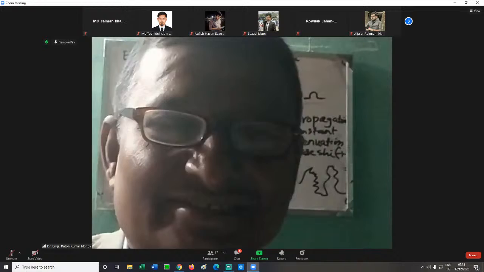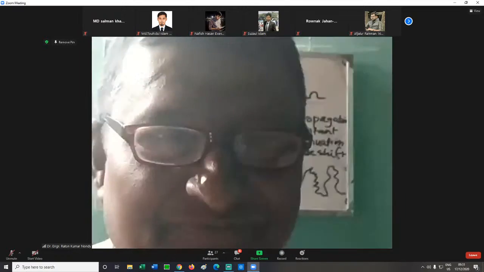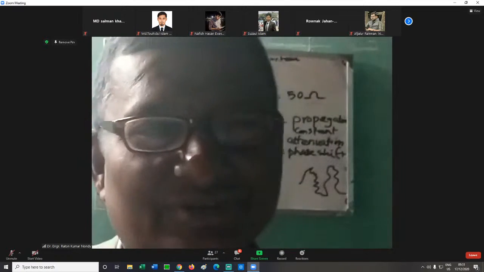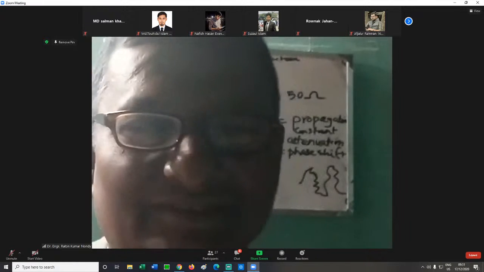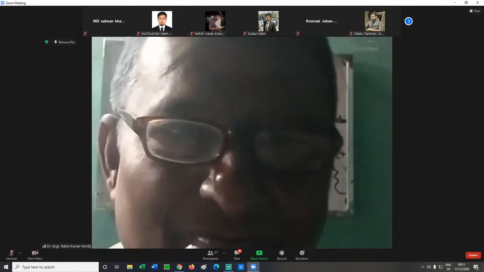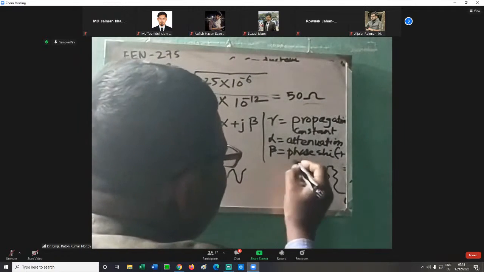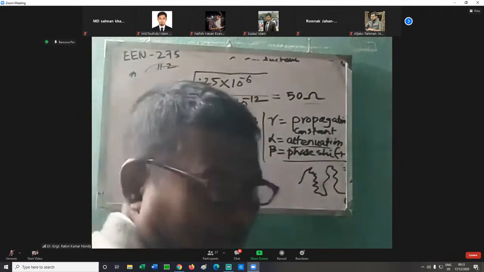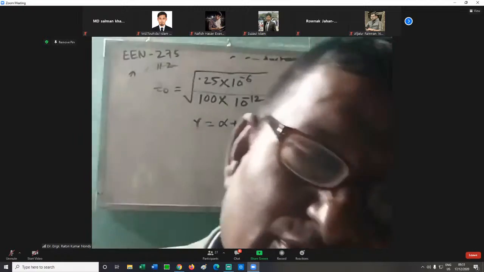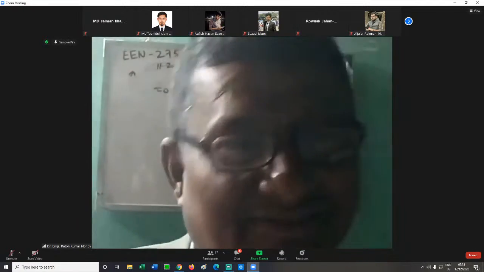Similarly, a signal, when it travels a long distance, has some distortion. Distortion means a change, and that is called phase shift. The phase shift is given by beta. Beta is phase shift, and attenuation is alpha. Attenuation is possible where there is resistance.